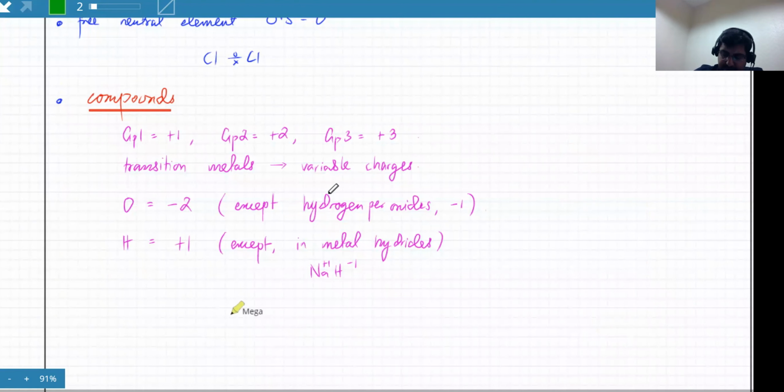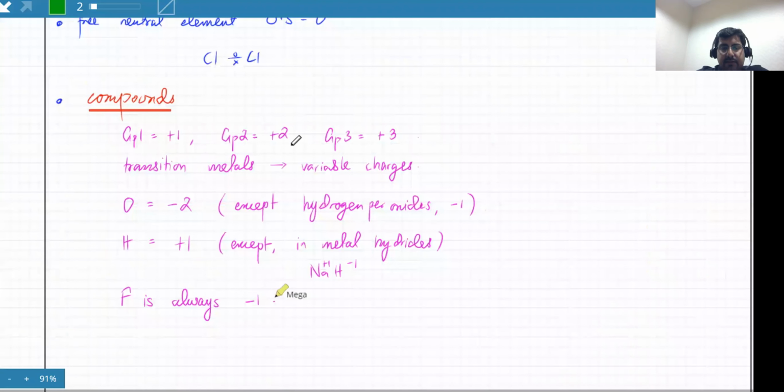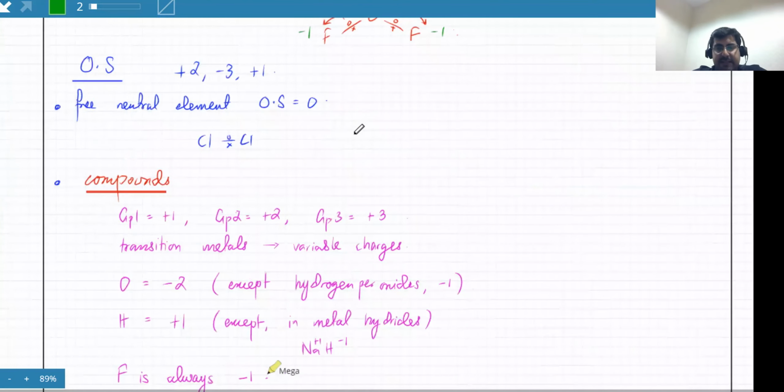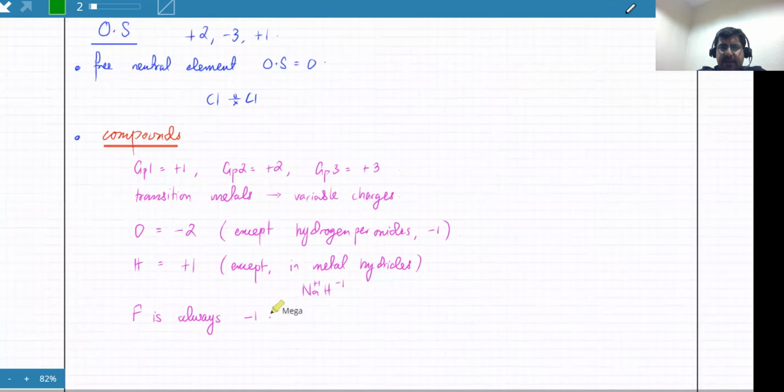And lastly, there's fluorine, which is the most electronegative element. So fluorine is always -1. You attach fluorine to any element, it's going to try and pull those electrons, whether it gains those electrons completely or partially. So fluorine would always be the one gaining electrons. Is this clear? You did this in O levels as well. Is this clear to everyone?